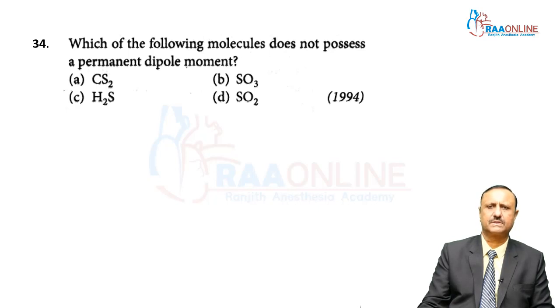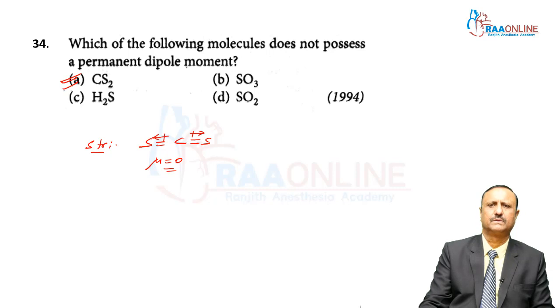Which of the following molecules does not possess a permanent dipole moment? Here, my dear students, for question number 34, you can go to option A because you can make the structure. The carbon disulfide structure is this one. It is a linear structure, so the dipoles are cancelled with each other. So, no dipole moment is present. The dipole moment is equal to 0. So, my dear students, for question number 34, the answer is CS2.